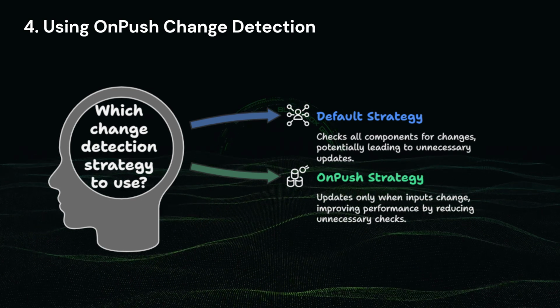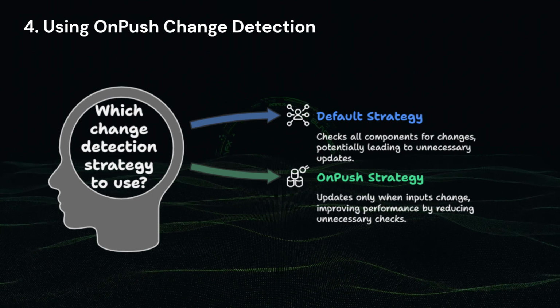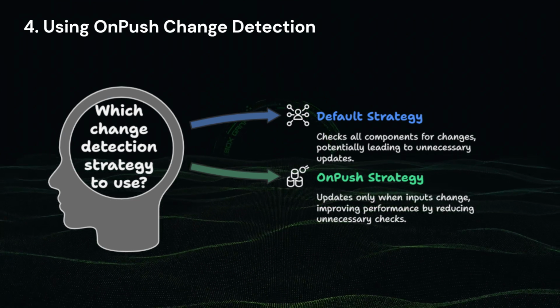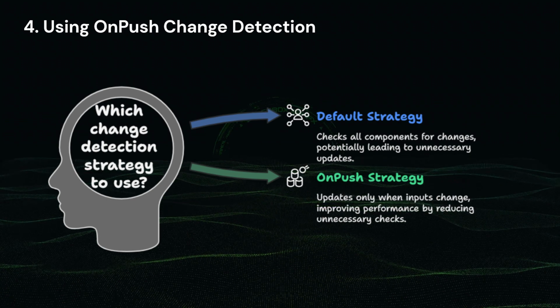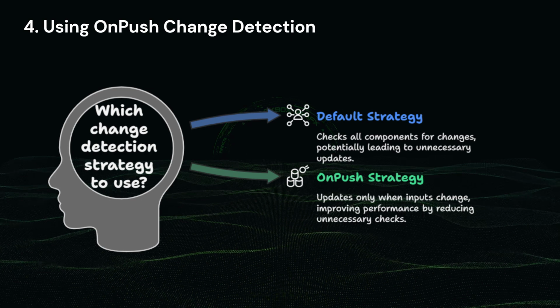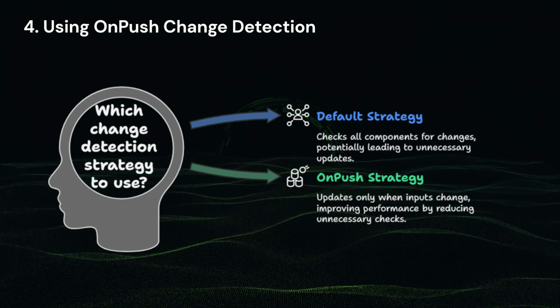With OnPush, Angular only checks for changes when the input object reference changes, rather than deeply comparing all properties. This is especially useful when working with immutable data structures or data coming from APIs, as it prevents unnecessary DOM updates and improves rendering efficiency.